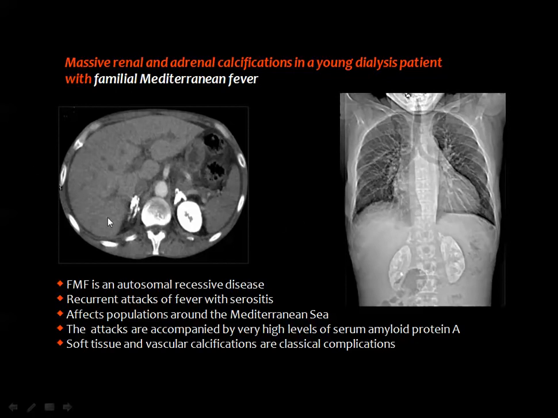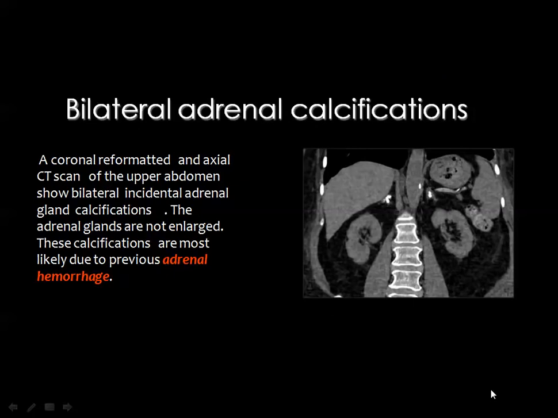This is a pre-contrast scan. You see dense calcium in the suprarenal glands and dense calcium in the kidneys, and this is the familial Mediterranean fever. This is an autosomal recessive disease with recurrent attacks of fever and serositis, and it affects, of course, the population around the area of the Mediterranean Sea. And the attacks are accompanied by a very high level of serum amyloid protein A. And in some cases, you can see soft tissue and vascular calcification.